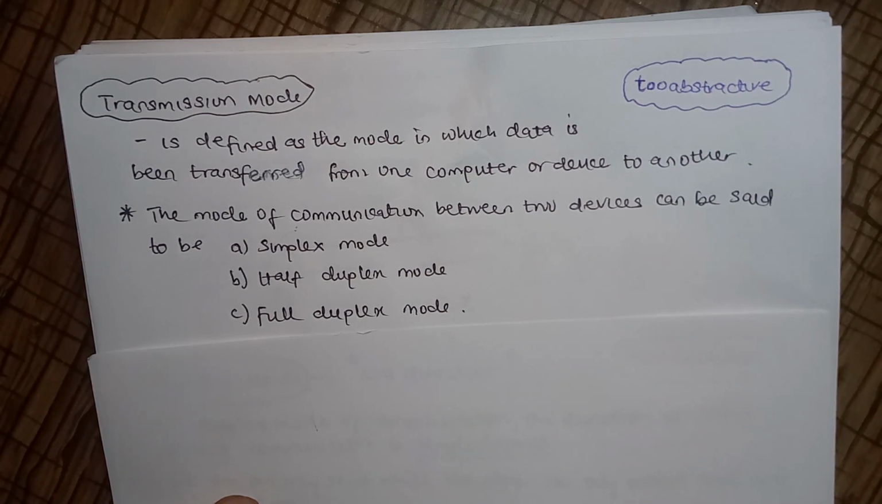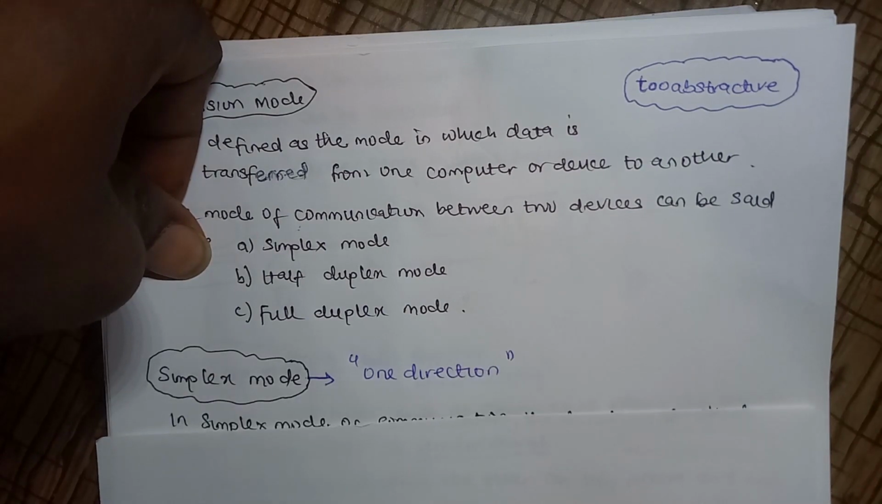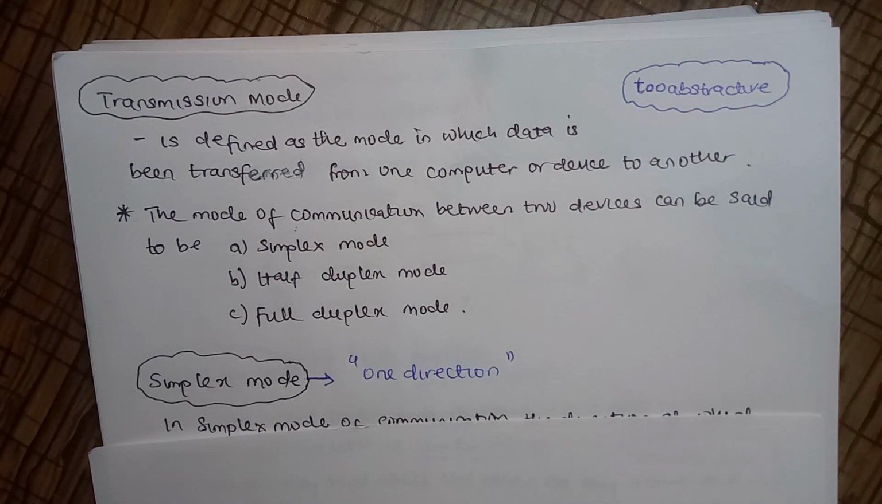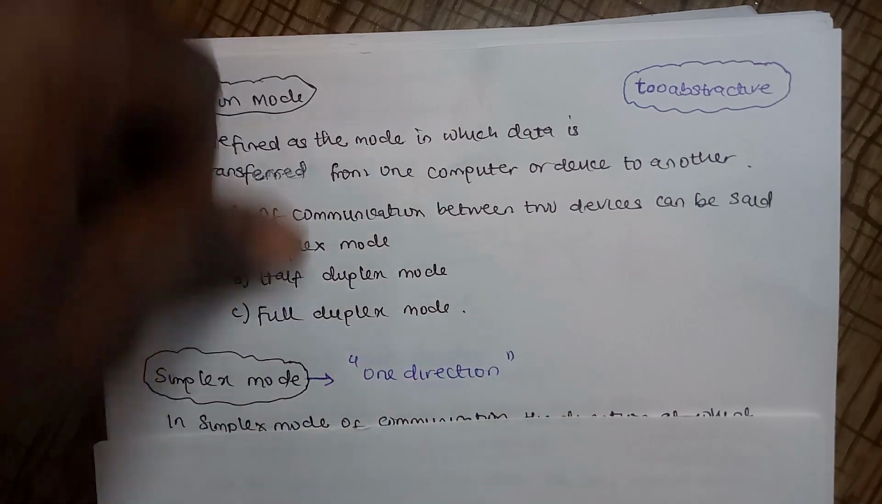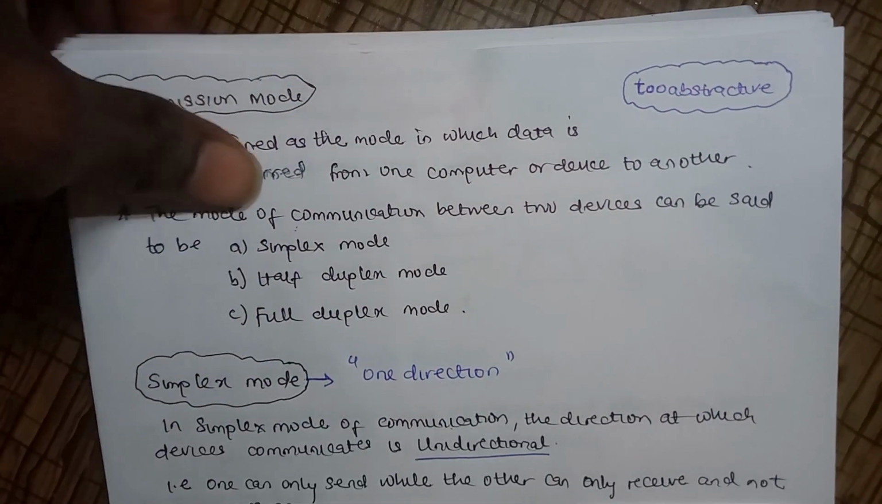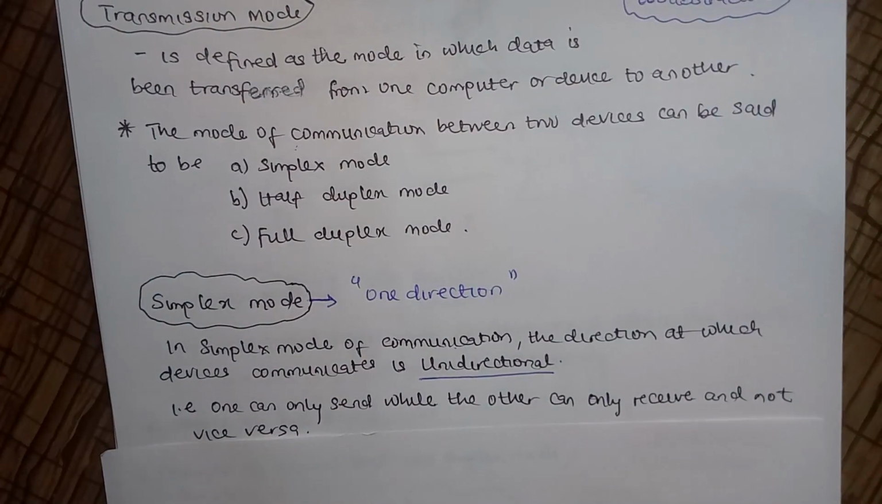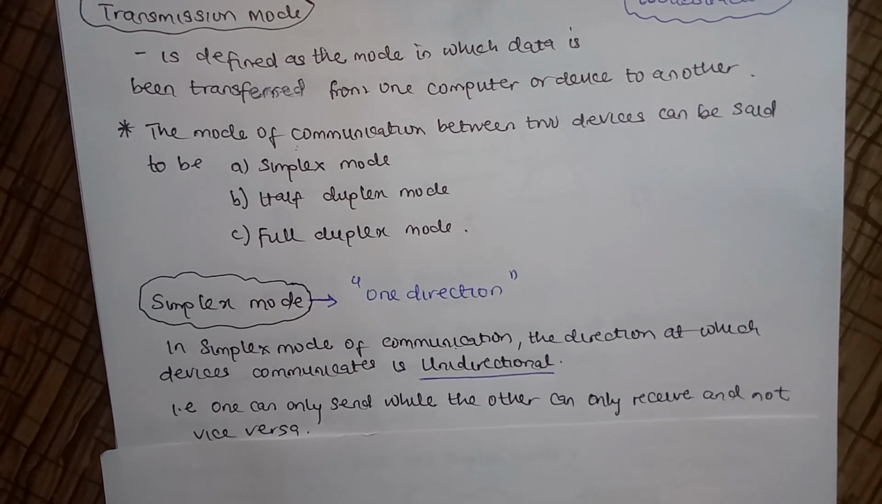Now let's look at each and every one of them. The first one is the simplex mode. If you look at the term, it seems like simple, right? It's one direction. What does this mean? It means that we send information from one device to another in a unidirectional format. If two devices are exchanging information, one sends to the other but cannot receive from the other, while the other can only receive but cannot send.